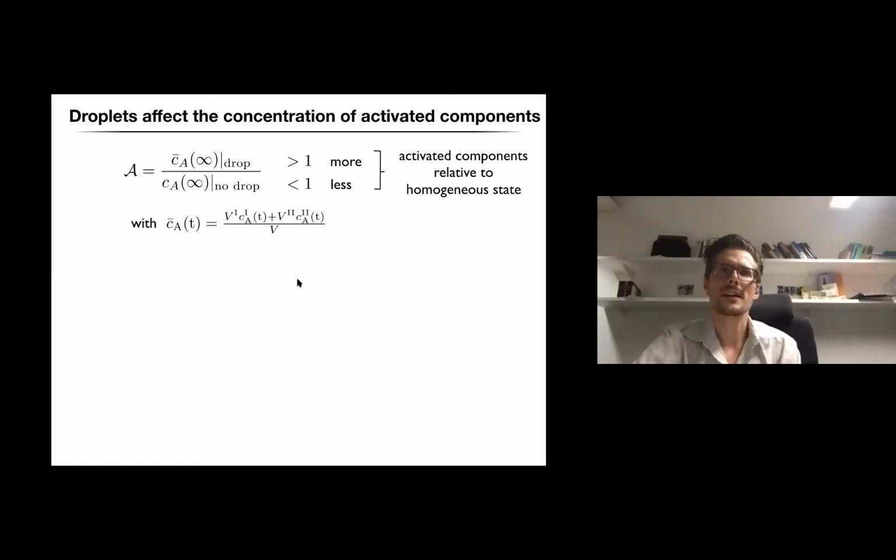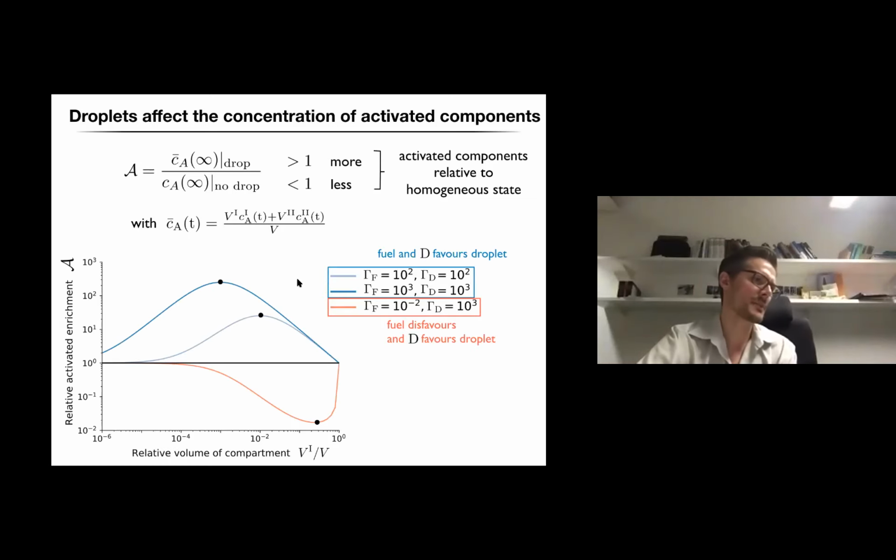So let's have a look, and we get, for example, these kinds of graphs. Let me guide you through step by step. I just plot this quantity as a function of compartment volume. Here at 1, that's our reference system. That's the homogeneous system.